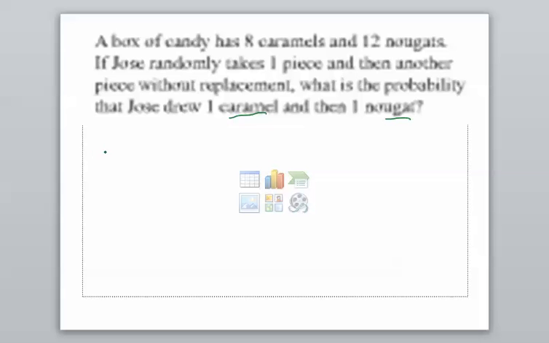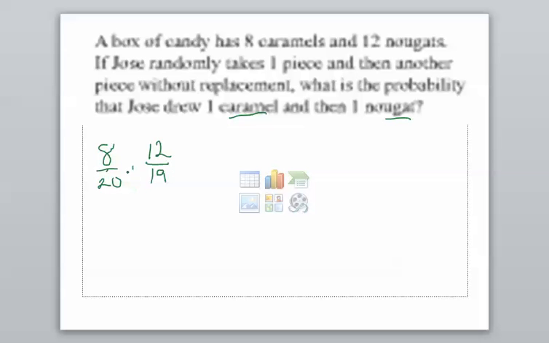Possibility of getting a caramel is 8 out of 20. We're going to multiply that by, well, now there's only 19 chocolates in the box, so the possibility of getting a nougat is 12 out of 19. How come it's 12 out of 19 and not 11 out of 19? Well, because he got a caramel the first time, and we're saying that was a success, so we need to look at it from that perspective.